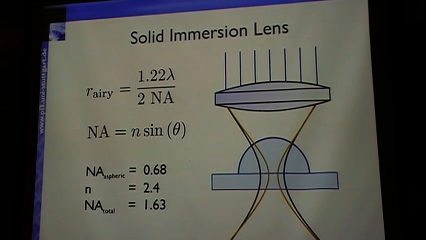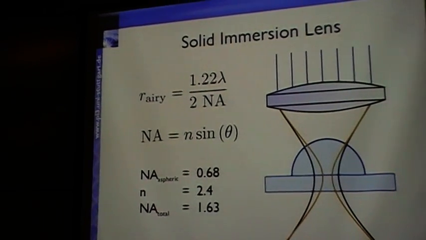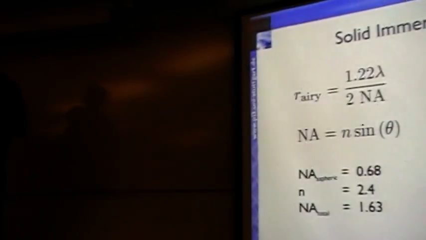This is the outer lens here, my aspheric lens. Then we have a refractive index of 2.4 with this diamond half-sphere lens, and the total numerical aperture is 1.6. There is only one objective on the market which can match up with this high numerical aperture. I've worked with these systems quite a bit in the last years, and they are working pretty well.